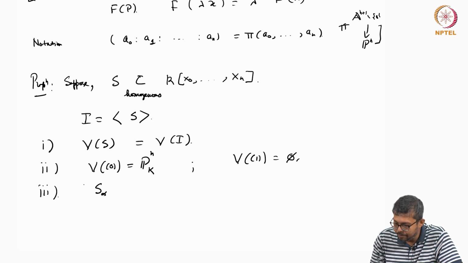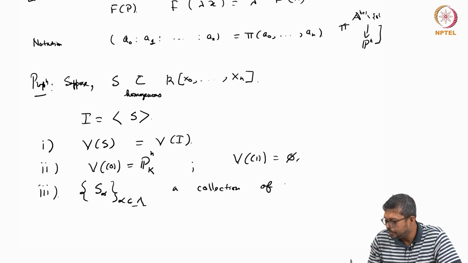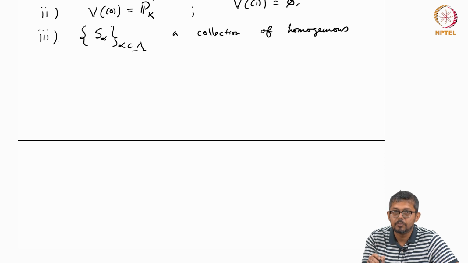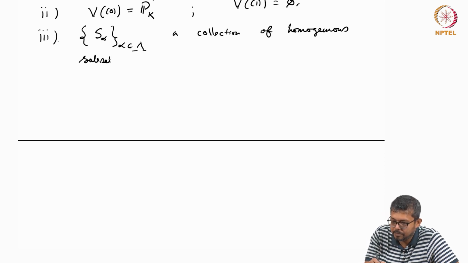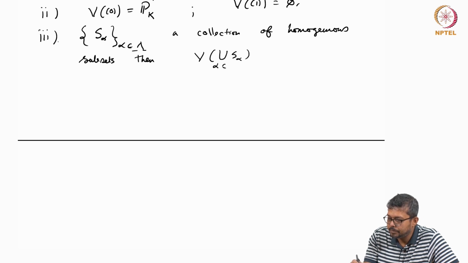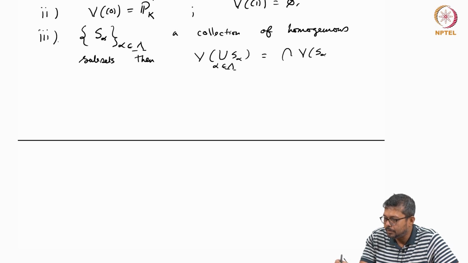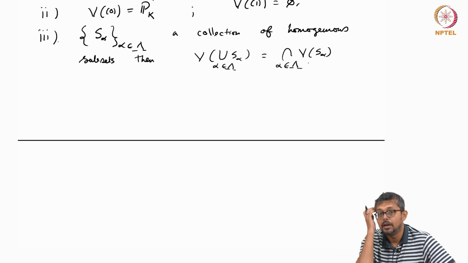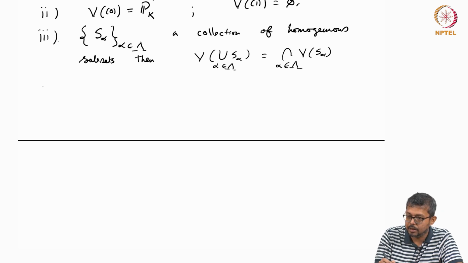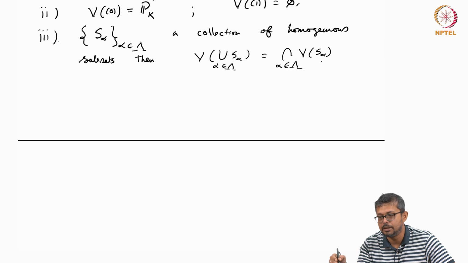Now, if I take S alpha, a collection of homogeneous subsets, then V of the union of S alpha is nothing but the intersection of V of S alpha. Standard, just the way we have seen in the affine case. That means any intersection of closed subsets, if I define V of S alpha as my closed subset, is a closed subset. The union of S alpha is also a homogeneous subset. Each S alpha is homogeneous, so the union is also.